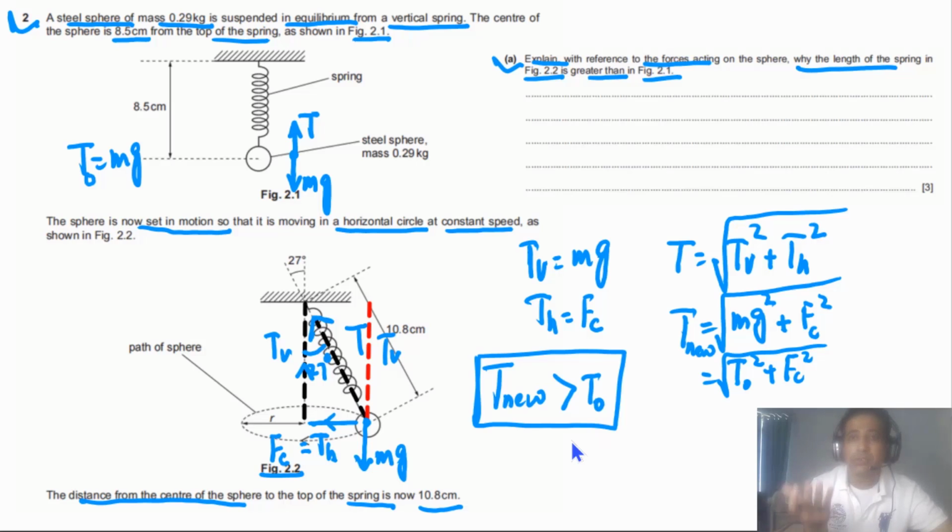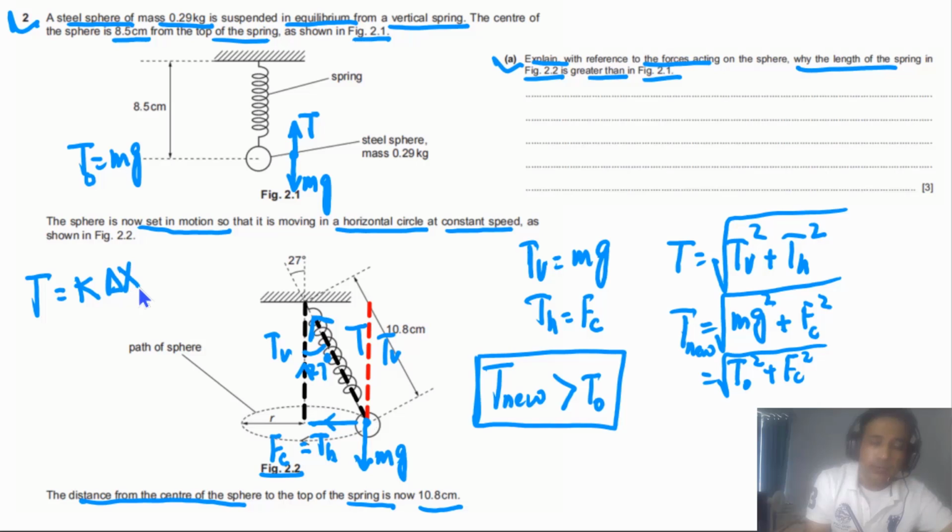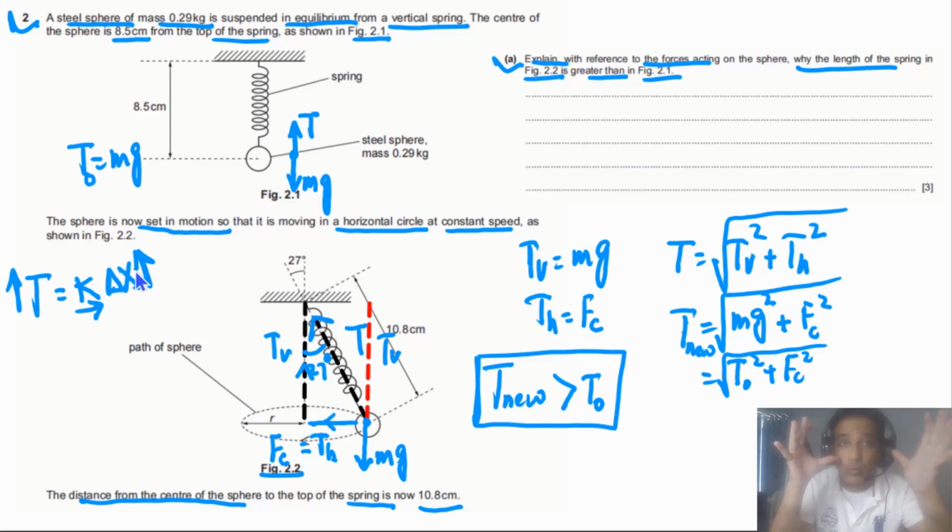If tension is greater, it means greater extension of the spring. If tension in the spring is greater, then, since the spring has a spring constant, delta x also has to be greater because this is constant. If this increases, this also has to increase. So that's all you need to understand in this way.